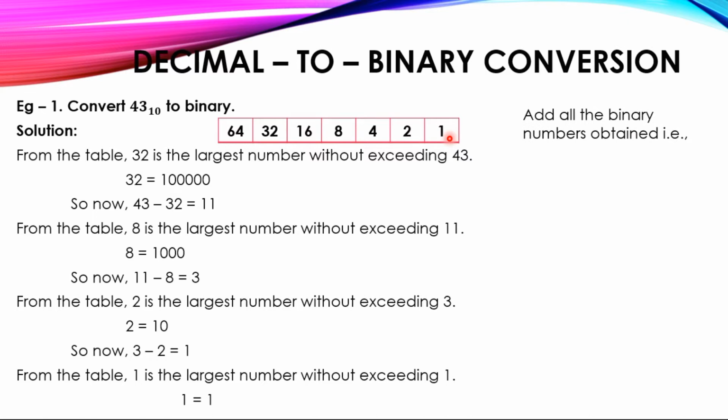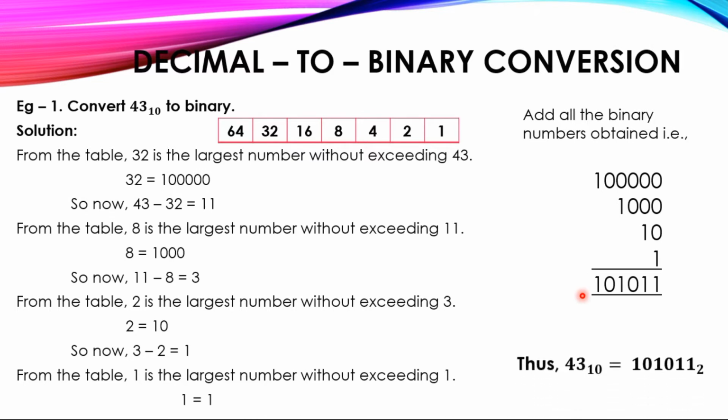Now we have to add all the binary numbers we have obtained. This is the binary number for 32. This is the binary number for 8. This is the binary number for 2. And this is the binary number for 1. So the actual answer is 101011. Thus 43 in binary is 101011.